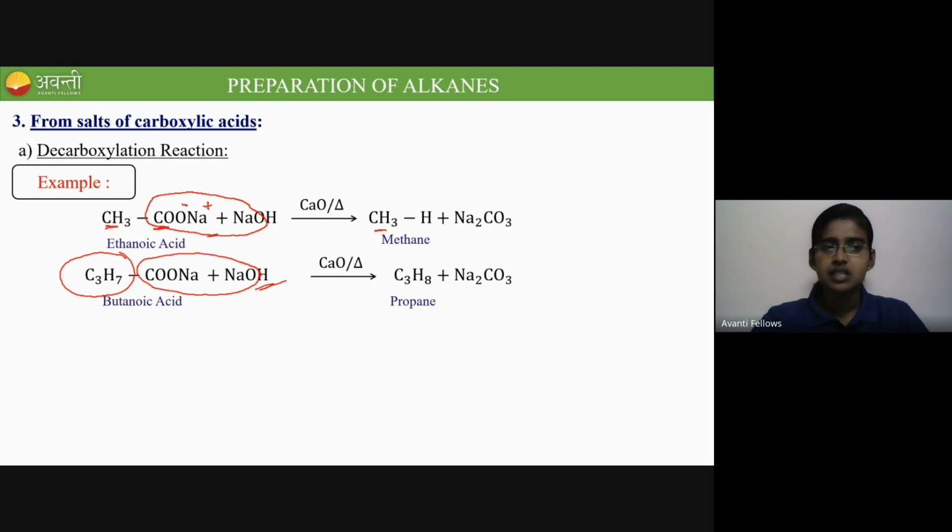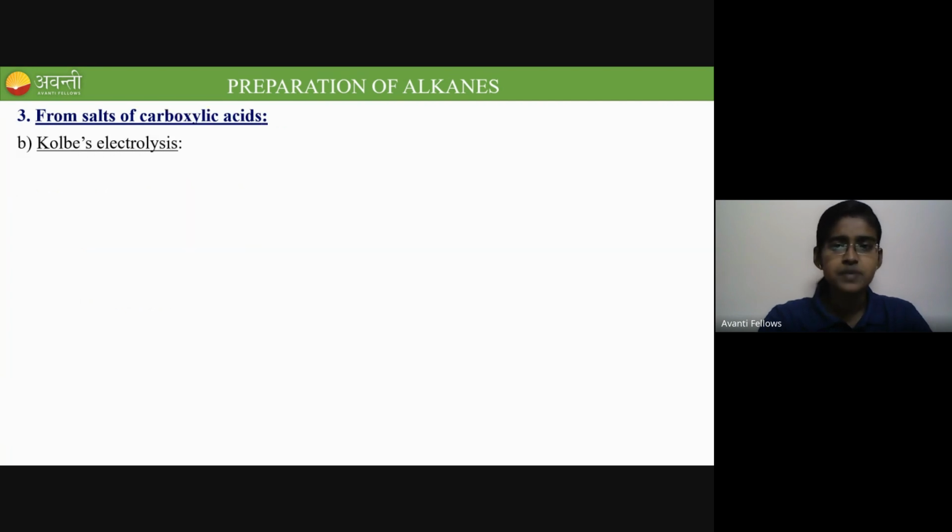Okay. So now let's move on to the second preparation of alkane from the salt of carboxylic acid. The first reaction under this is decarboxylation. Now let's go for the second reaction, which is called Kolb's electrolysis. Again, it is one of the very important ones. All the preparations and reactions of this hydrocarbons lesson are very, very important.